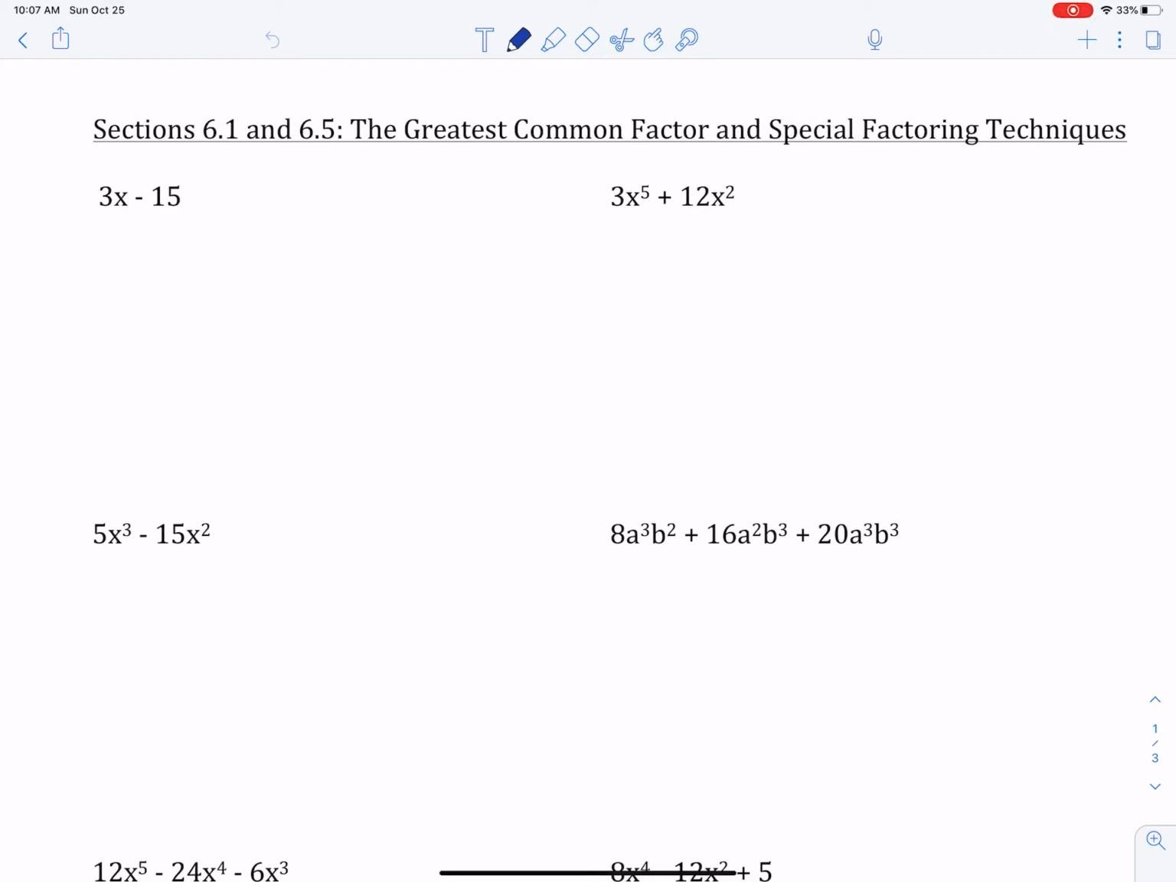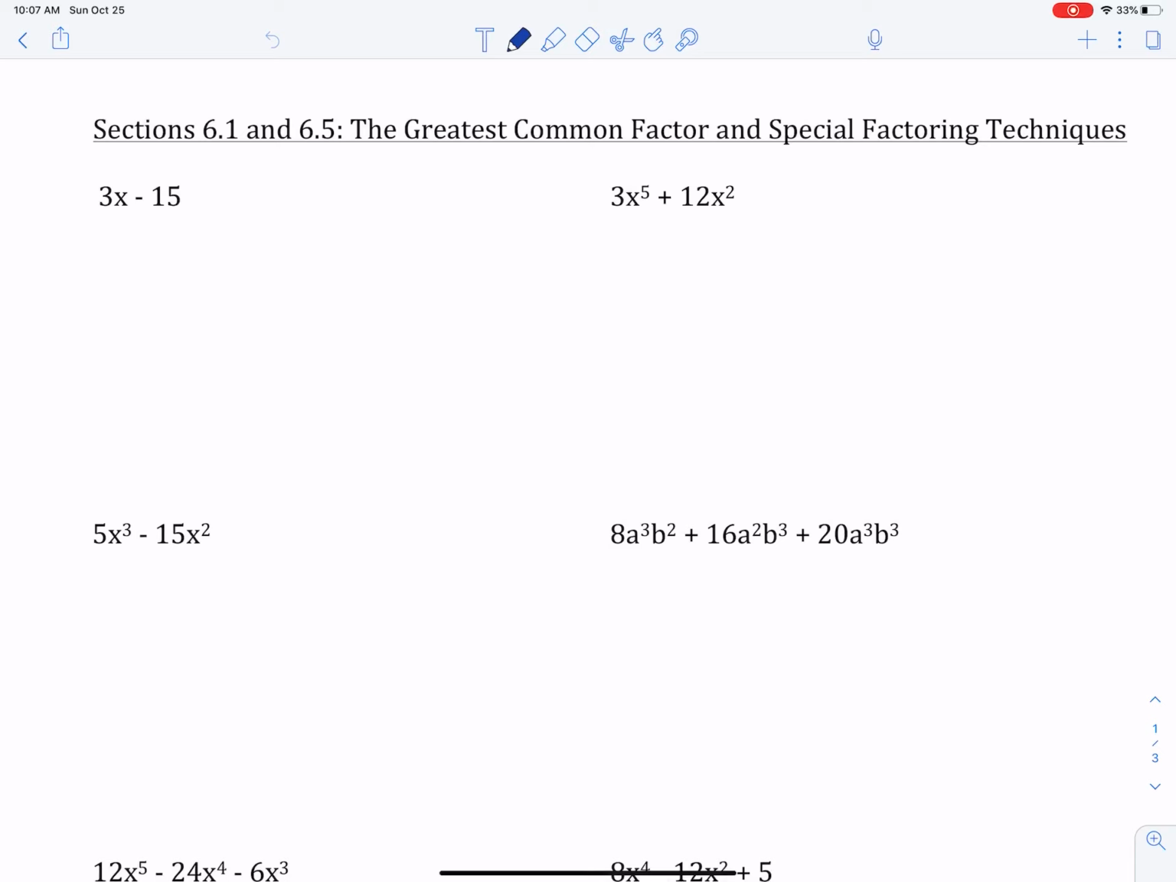In Chapter 6, we're going to talk a lot about factoring polynomials. Factoring you can think of as the reverse of multiplication. So the work we did in previous units multiplying polynomials, this is going to be the reverse of that. Let's think of an example using just a number.